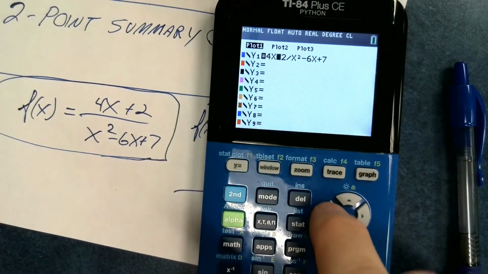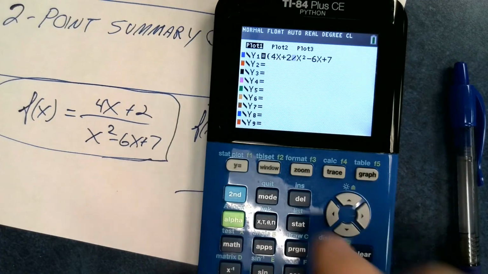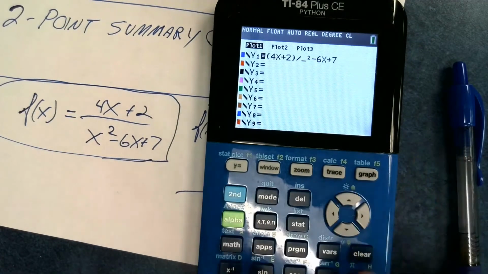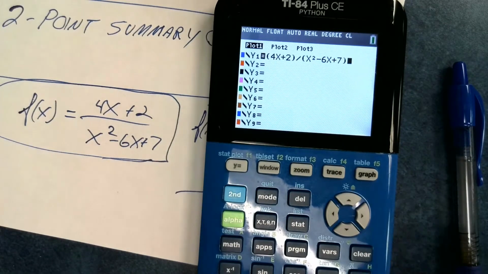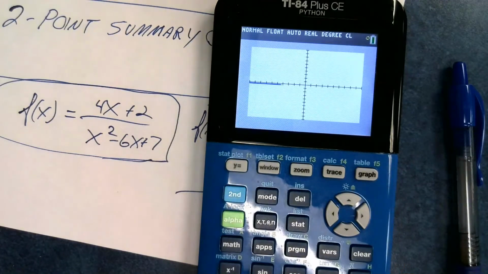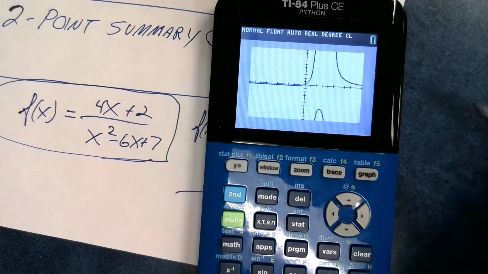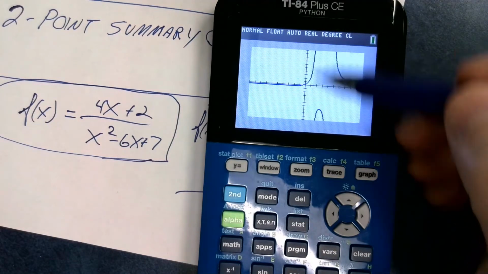So I go back here and I know that I've got to insert parentheses there, there, and there, and close them off over here. And then I can hit zoom 6. And it looks to me like it's negative between these two things here, whatever these asymptotes are.